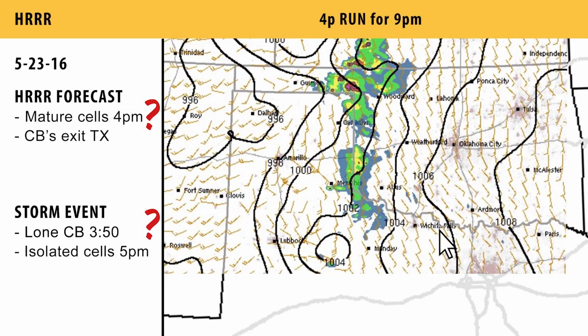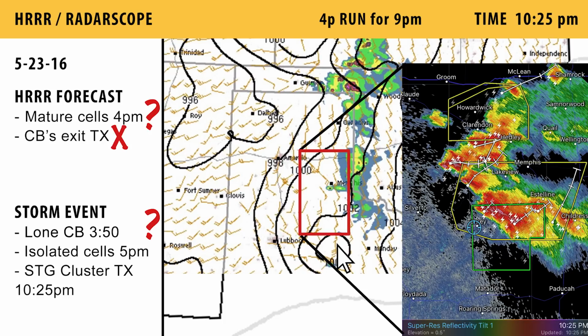The 4 p.m. run says everything's going to move out of Texas by 9 p.m., but at Woodward, we're going to have this big cluster. Ah, man, maybe I should have stayed up there near Woodward. But I committed down here, so I got lured and suckered down here. Here's that cell. It was a beautiful supercell. The sun went down. There was one road going in, and so I bailed. And I wish I wouldn't have. If I would have just waited an extra minute, I would have gotten a shot of a wedge at night.